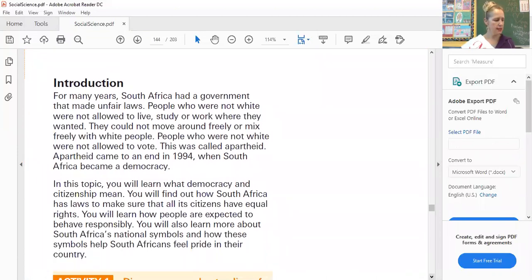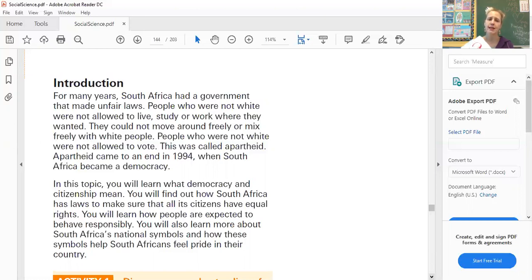Let's see what it says here in the introduction. For many years, South Africa had a government that made unfair laws. People who were not white were not allowed to live, study, or work where they wanted. I would have put a "to" in there, where they wanted to. They could not move around freely. They could not mix freely with white people. Sounds weird, right? People who were not white were not allowed to vote. This was called apartheid.